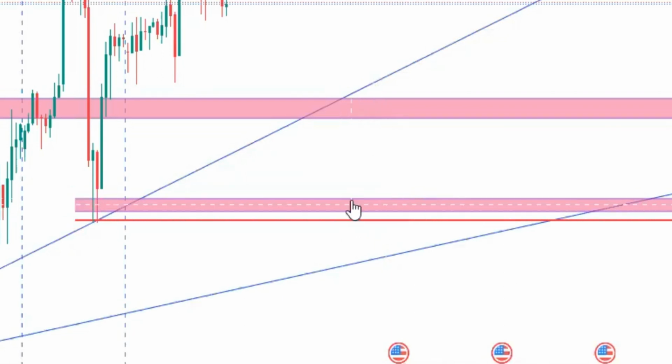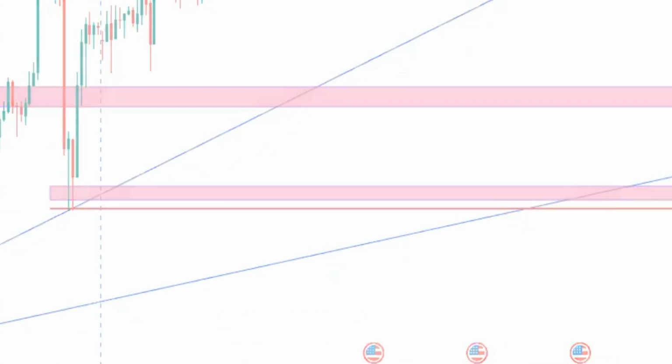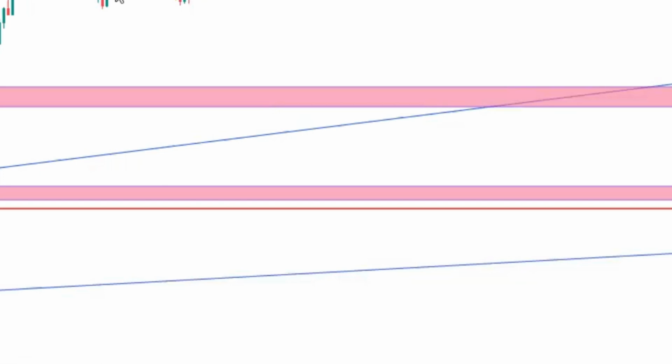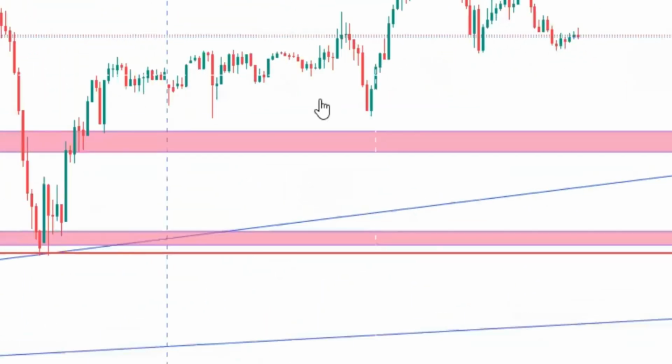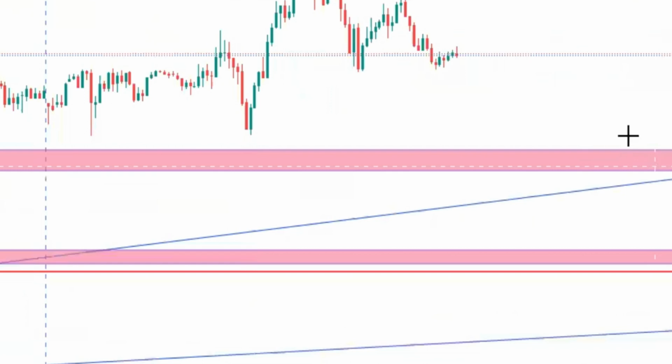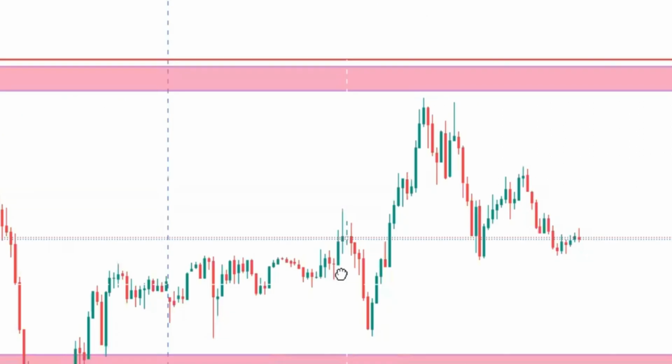And if it takes out this low, know that we have moved from an uptrend to a downtrend, and your bias should change from buying to selling. So when I come to the 15 minutes, because I execute my trades on the 15 minute time frame, this is what I'll be looking at.